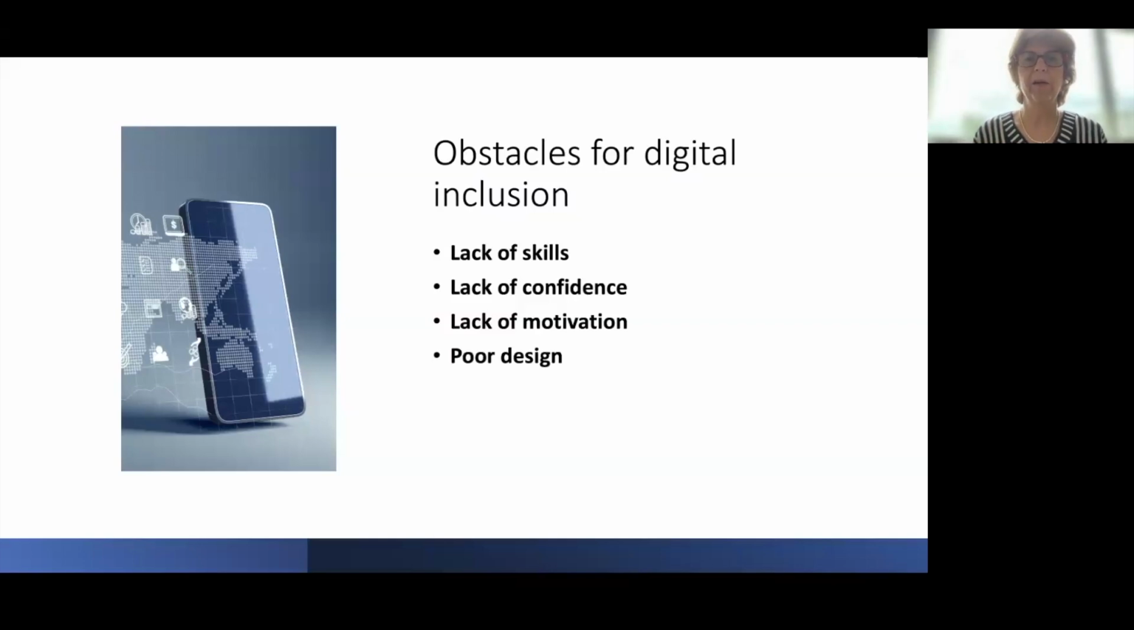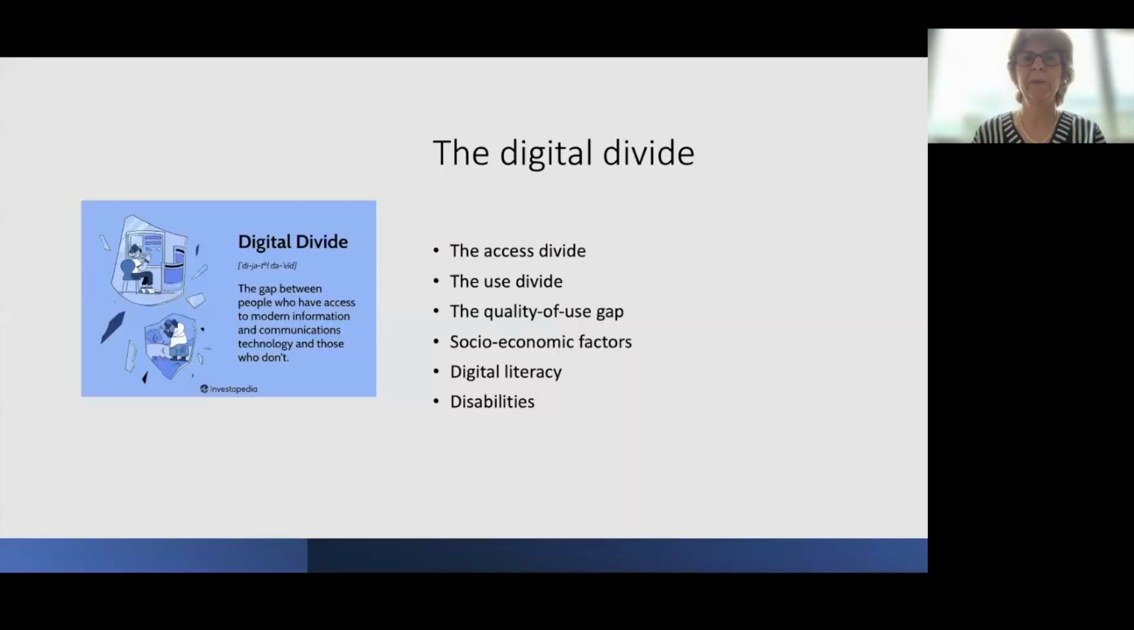And then there are inbuilt issues for digital inclusion in the digital world itself, that there are tools which are not properly designed. And these poor design features exclude a lot of people, those with disabilities, but also others who may not be able to figure out how a particular design works, right?